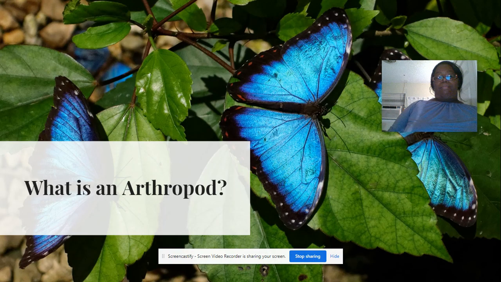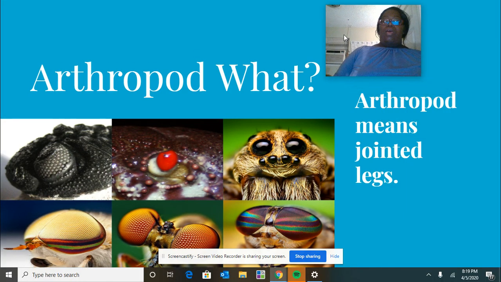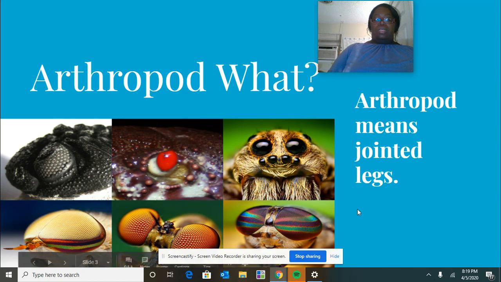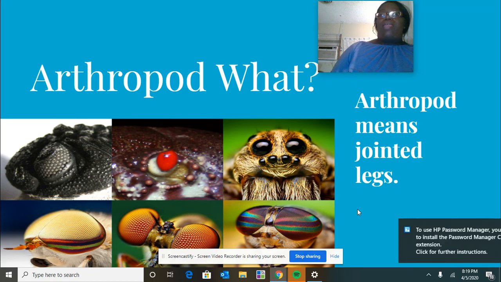We have the butterfly in the background. So I'm assuming that we're going to assume the butterflies. If you assume the butterflies are arthropods, you are correct. Arthropod means jointed legs. You see these wonderful little insects. What other animals do you think might be arthropods? Right, you're right.